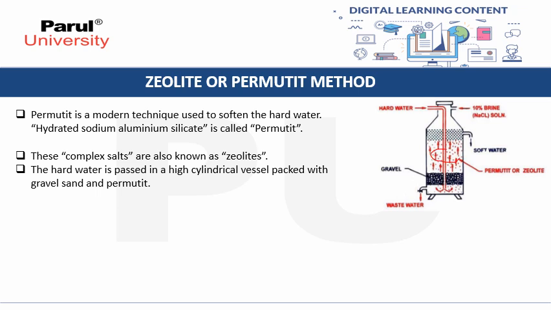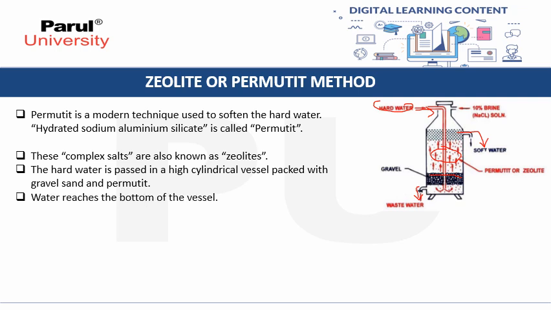This is the permutit or the zeolite which is present naturally, and here the layer of gravel is found. From the bottom of the tank, the wastewater is collected, and from the upper side, the soft water is collected. Through this inlet, the hard water is fed inside this zeolite or permutit.